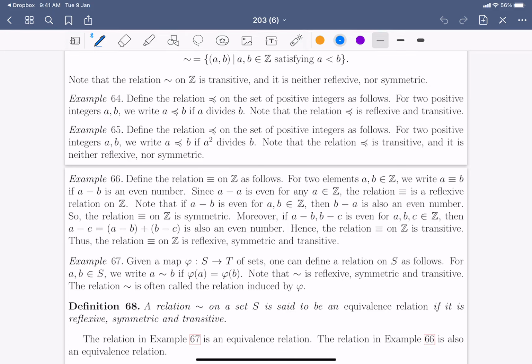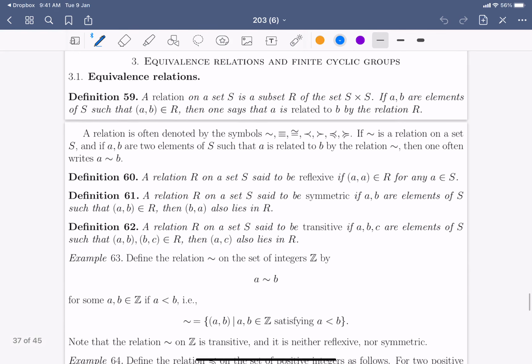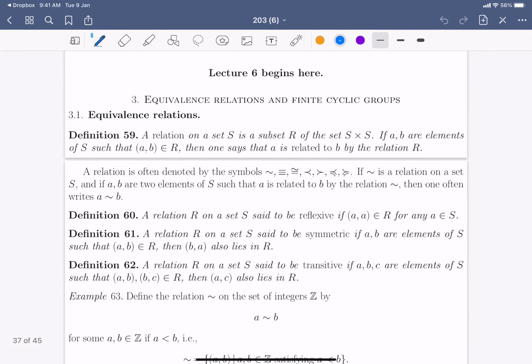Hello everyone. In the previous lecture, we have seen the notion of equivalence relation, and we have also seen one of the first few examples of this notion. So let's try to quickly review what you have already learned.